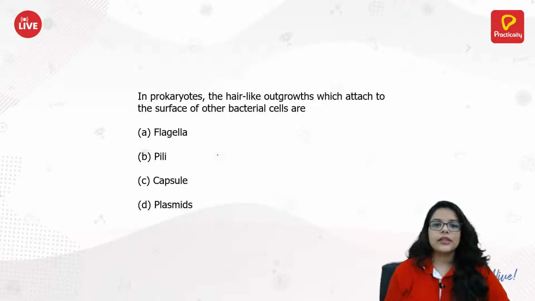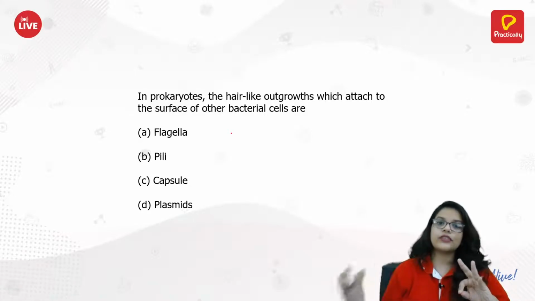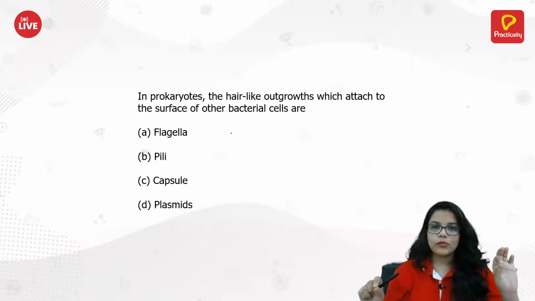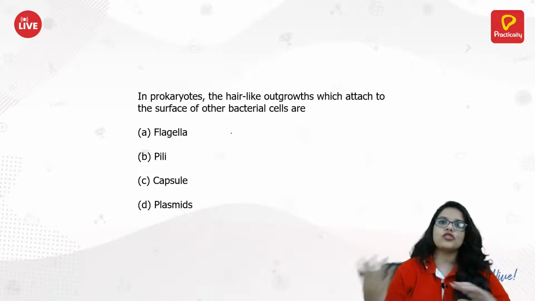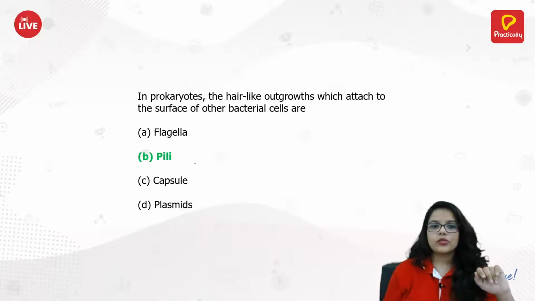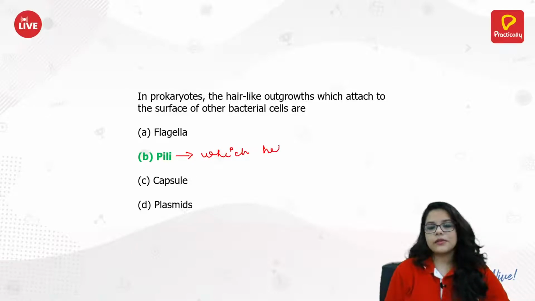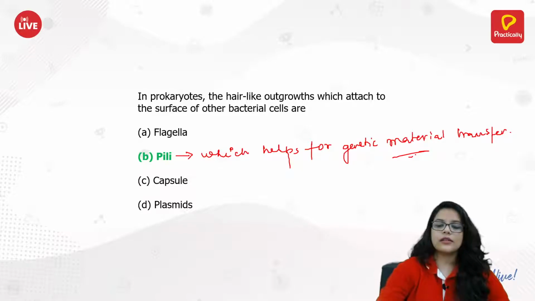Next, in prokaryotes, hair-like outgrowths attached to the surface of other bacterial cells. We know three kinds of appendages they have: the flagella, the pili, and the fimbriae. So what does pili do? Pili attaches to other bacterial cells, so that there can be an exchange of genetic material. So it is the pili which helps for genetic material transfer. Okay, so that is pili.